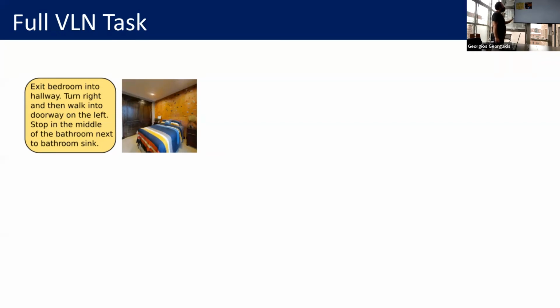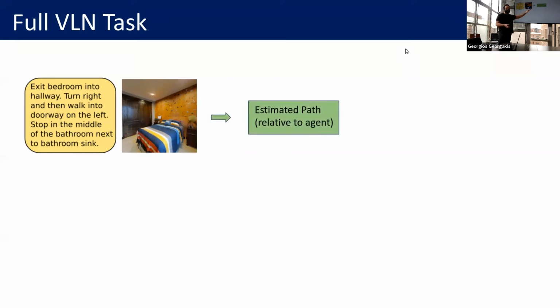Now imagine, take this case here. We have an instruction that says exit bedroom into hallway. And the only thing that you're looking at is actually this bed. You have no idea where the door is. So the door could be maybe on the left, maybe on the right. And based on just this observation, you need to actually estimate the path. You need to predict, will I go to the left or will I go to the right?